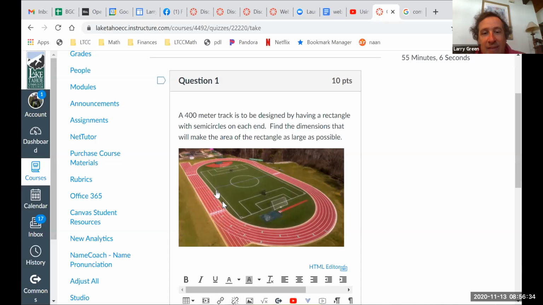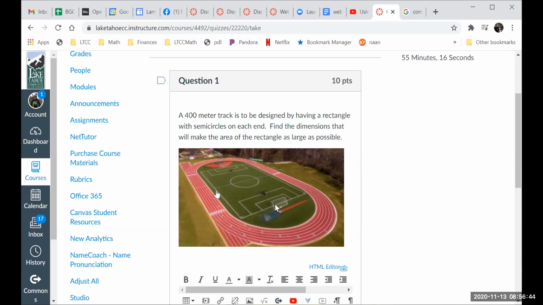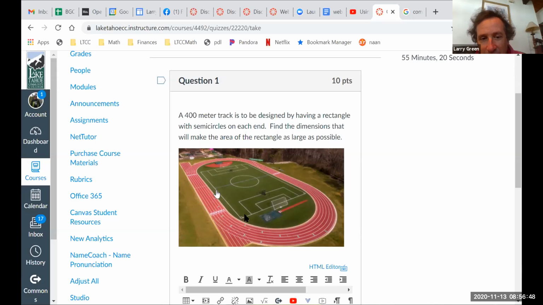Okay, so I gave you a picture of the track because I know it's hard to do a picture on the screen. And you'll see we got this rectangle like this. And then on the other side of the rectangle, we have a little semicircle here, and we have a semicircle here.